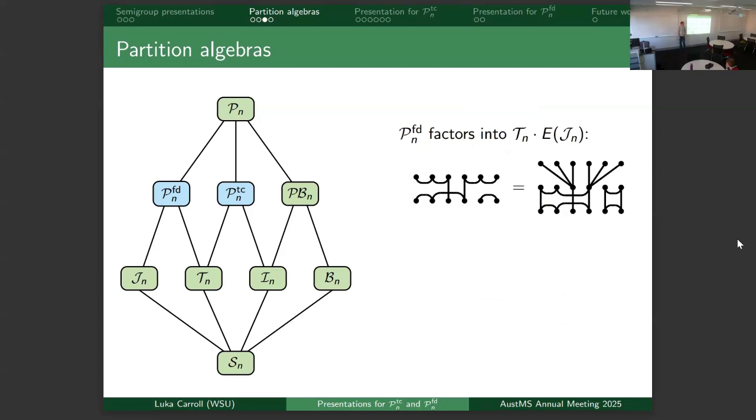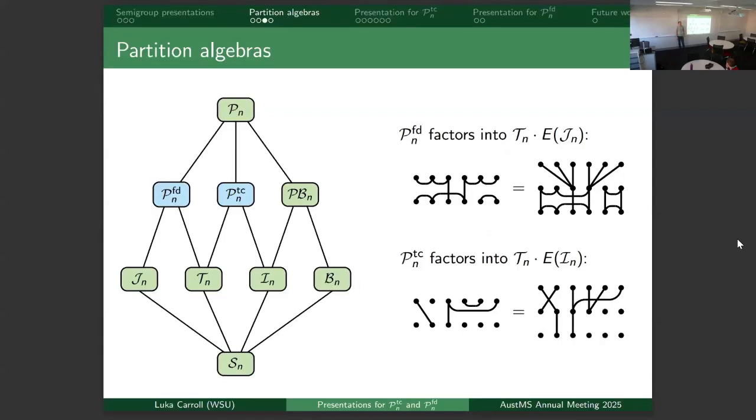In fact, PNFD factors into Tn and the idempotents of the dual symmetric inverse monoid, whilst PNTC factors into Tn and the idempotents of the symmetric inverse monoid.